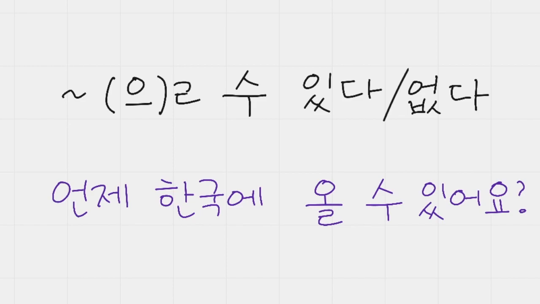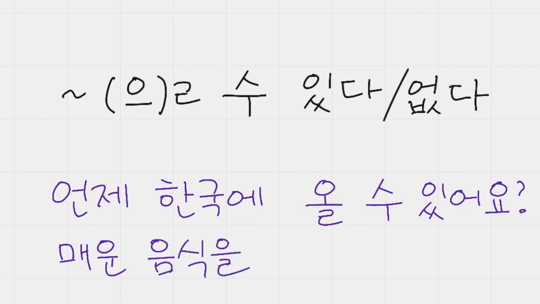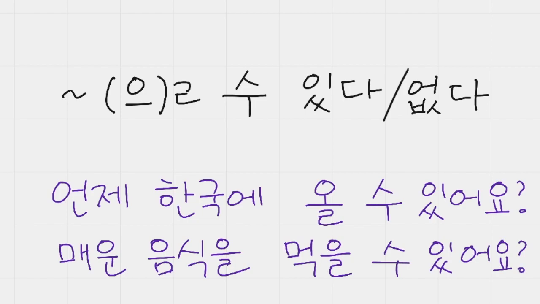Let's do one more. Can you eat spicy food? So the verb will be 먹다. So spicy food, 매운 음식을. 먹다, stem 먹. This time we're going to use 을 because 먹 already has the 받침. So 먹을 수 있어요. 매운 음식을 먹을 수 있어요. Can you eat spicy food?